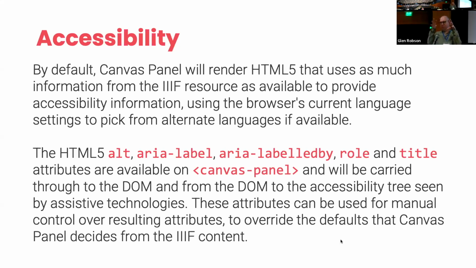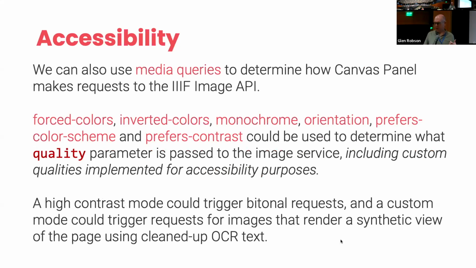So we can programmatically assign whatever accessibility attributes we want to the Canvas panel element, and that will expose them up to the DOM and then to accessibility technologies. But I think this is interesting because I was in the Fun with IIIF talk yesterday. One of the segments made use of the quality parameter, which we always use as default.